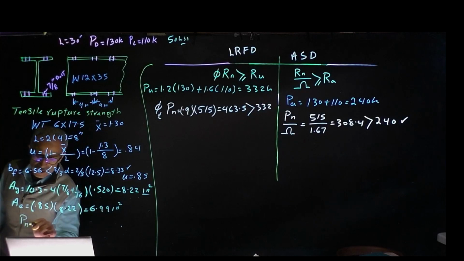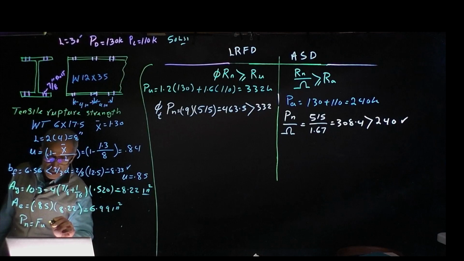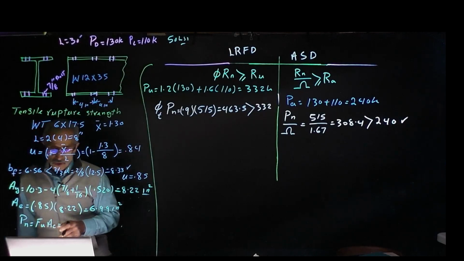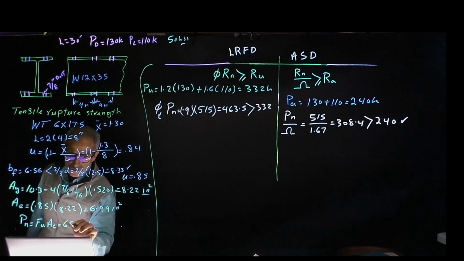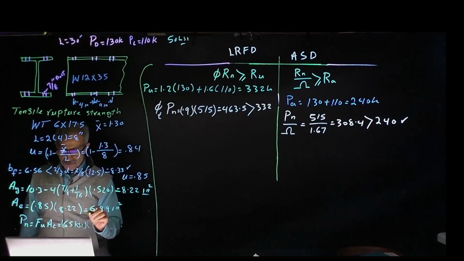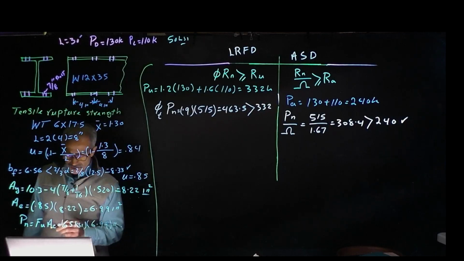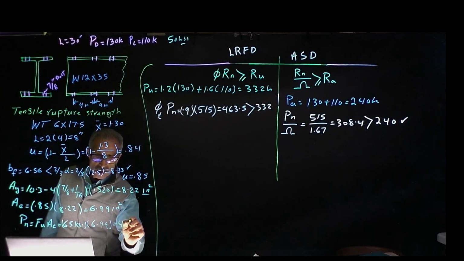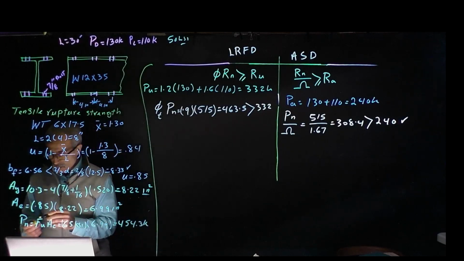So my PN comes out to be FU times AE. Again, this is based on chapter D, which I have on the board. That's where all these formulas come from. So now we have 65 KSI multiplied by 6.99, and that will give us 454.3 kips. So now we have our PN.